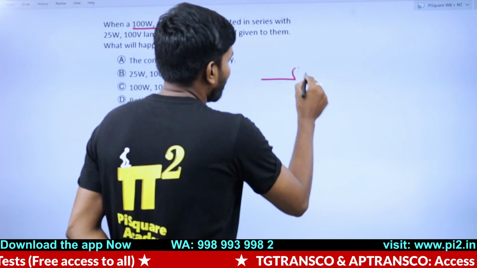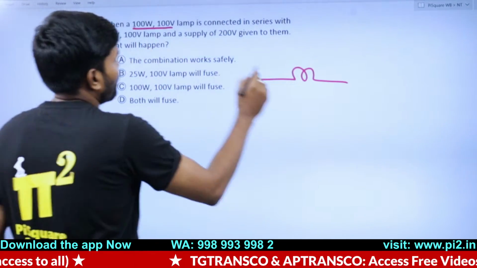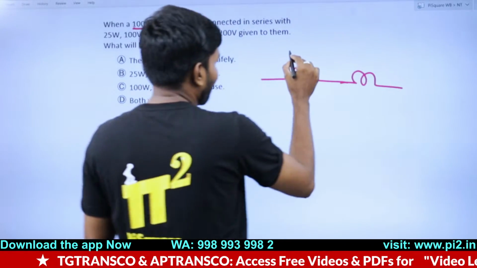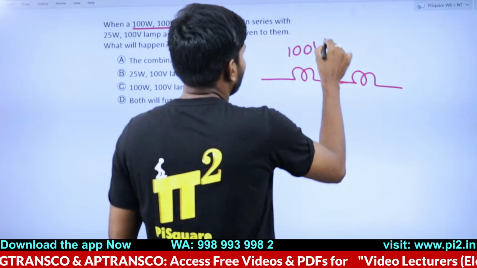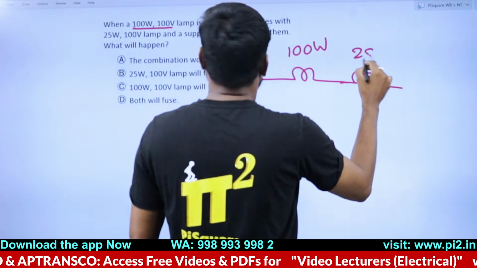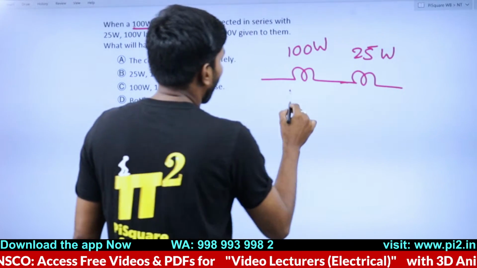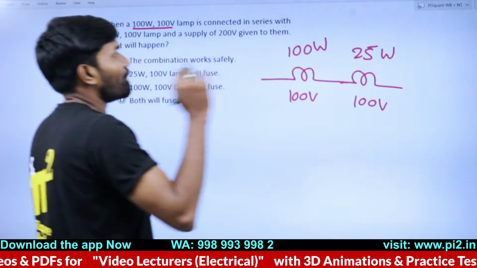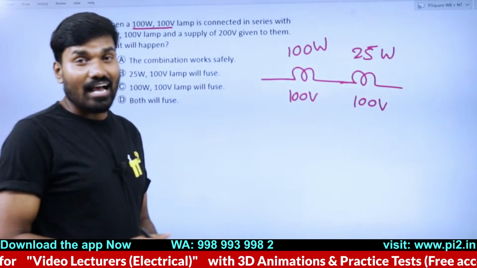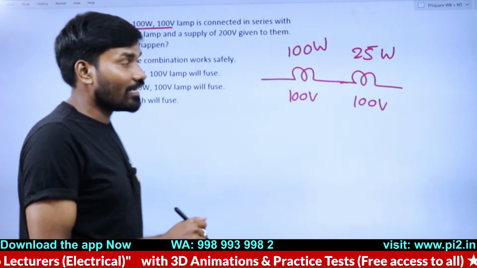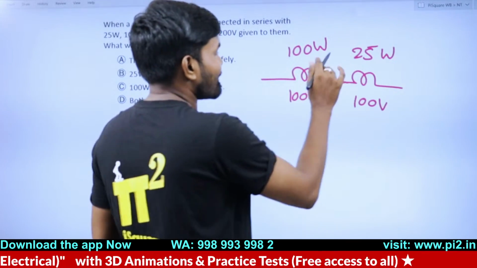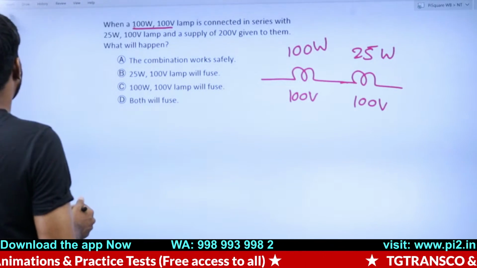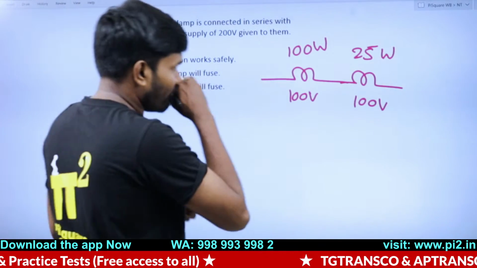Understand this, guys. You have two bulbs connected in series. One is 100 watts. Careful guys. Another one is 25 watts. Both are of 100 volts capacity, 100 volts rating. Now they are connected in series. That's what the question says. Now with this, let me add some more points for the information given here.